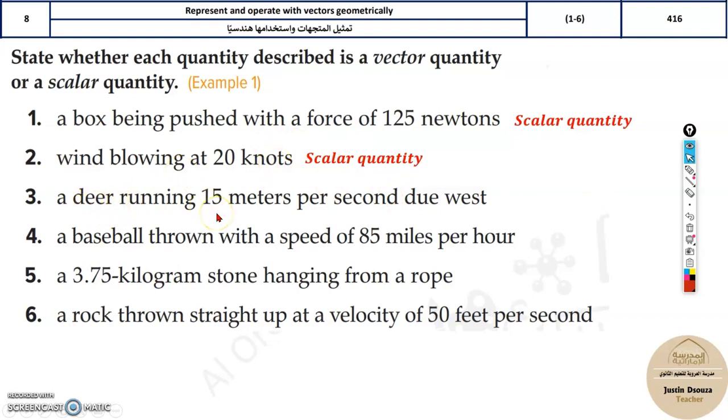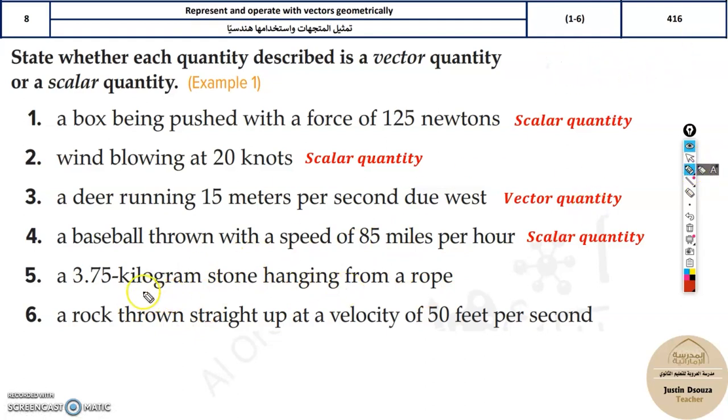Now a deer running 15 meters per second due west, it will be a vector because the direction is given and the magnitude, the speed, is given. A baseball thrown with a speed of 85 miles per hour, but it's not mentioned in which direction. So this will be a scalar. This was vector, scalar. Now we have a 3.75 kilogram stone hanging from a rope. If you might remember, weight is a vector quantity, so this will be vector.